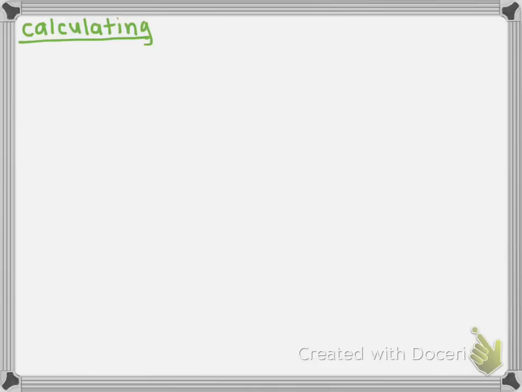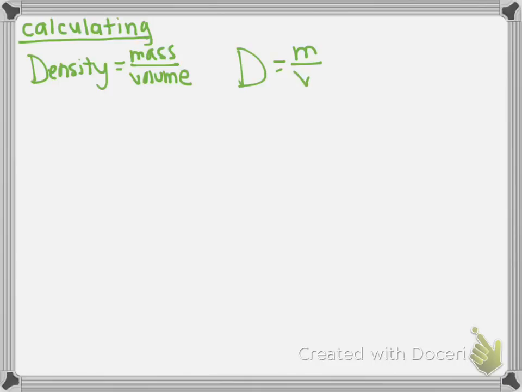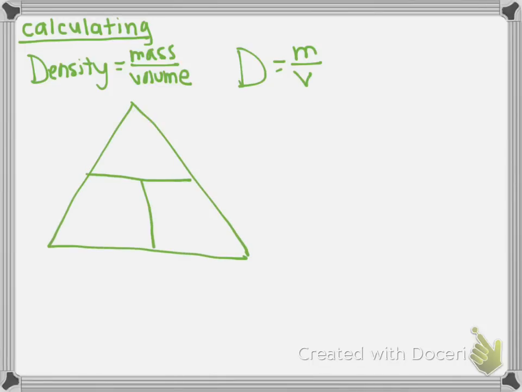Alright, we need to be able to calculate density. So the formula for calculating it is density equals mass over volume. And from now on, I'm just going to write it as D equals M over V. There's an easy way to remember this equation and to manipulate it, and that is if you draw a triangle and a T inside of it, and you put density down here, mass on top, and volume on the right hand side.